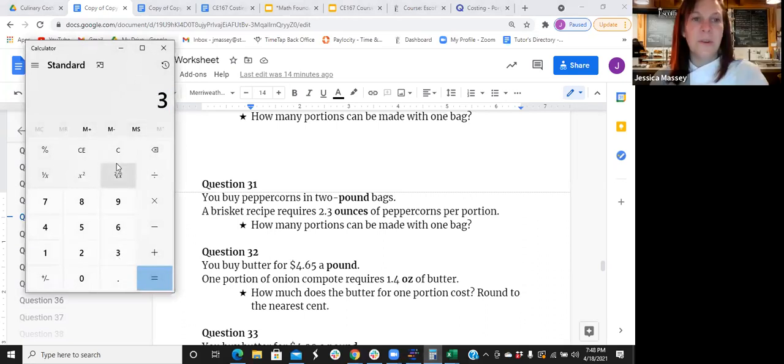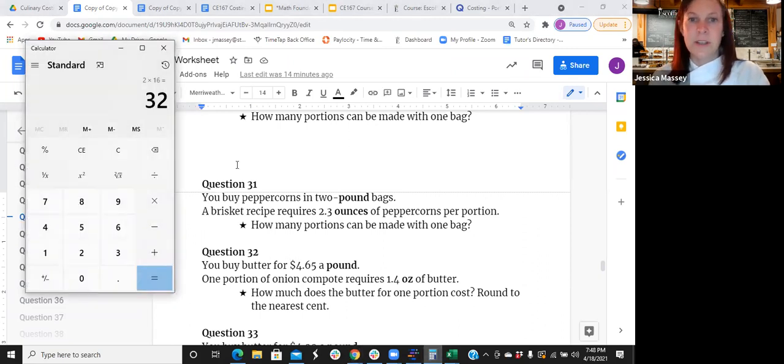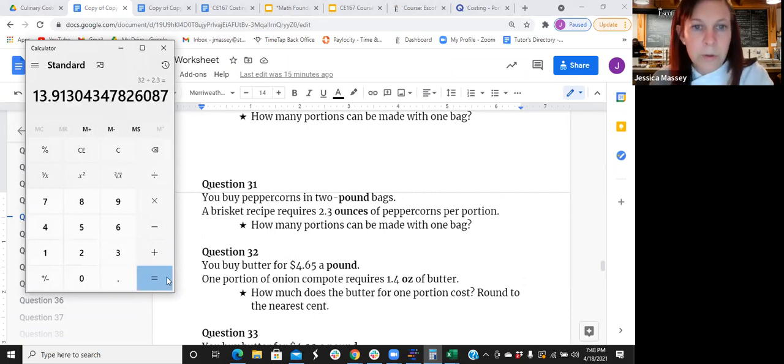Yep. So for those who are missing a beat here, that's okay. You basically take your 2 pounds and multiply it by 16, because we have 16 ounces in a pound, which gets us 32. So our 2-pound bag is also 32 ounces. And then you would divide by your 2.3, because we have 2.3 ounces per recipe or per brisket. How many portions can be made? The answer would be 13. This 0.91 is not, even though it's close, a whole serving, so you can't count it, unfortunately.